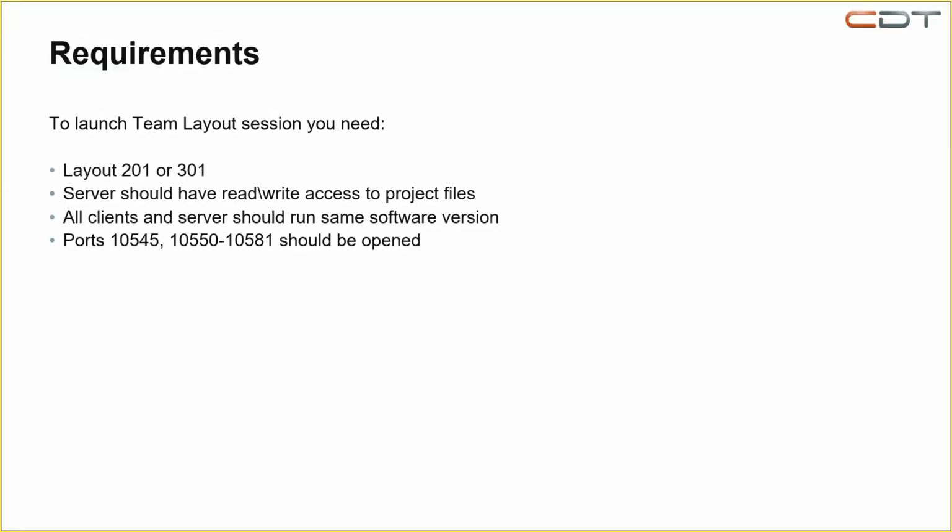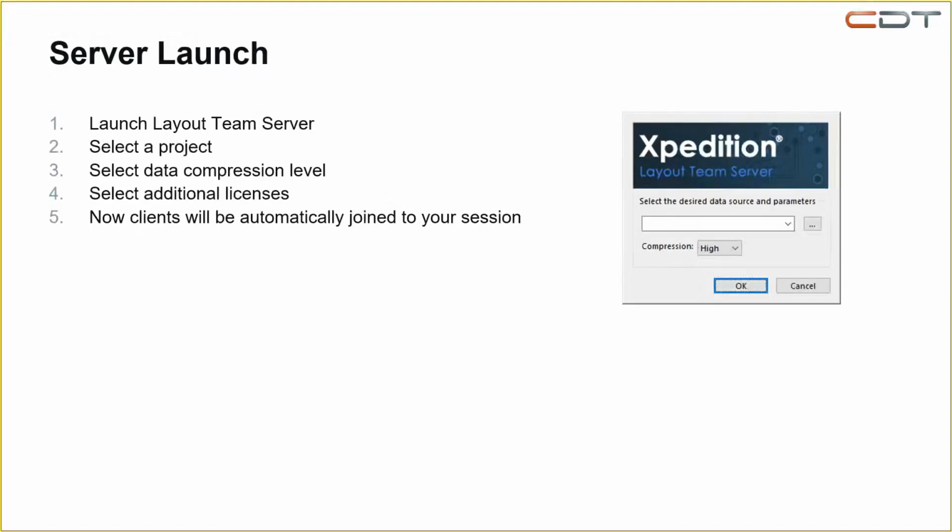Let's talk about layout concurrency. To launch a team layout session, you need a license, Layout 201 or 301. The server should have rights to read and write to project files. All clients and the server should run the same software version. And the default ports shown on screen should be opened. You need to launch the layout team server, select a project, select the data compression level, and select additional licenses that will be used during the concurrent session. Now all clients that open the project will automatically join your session.